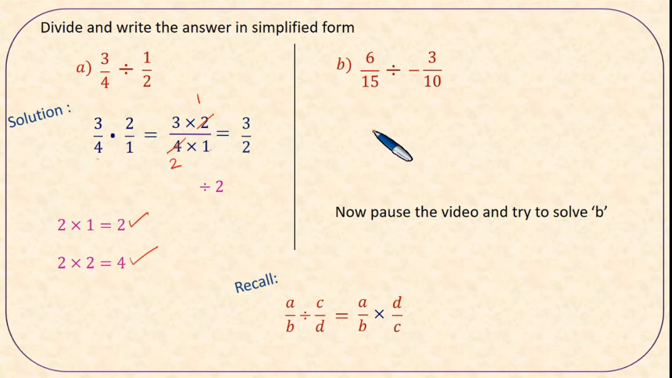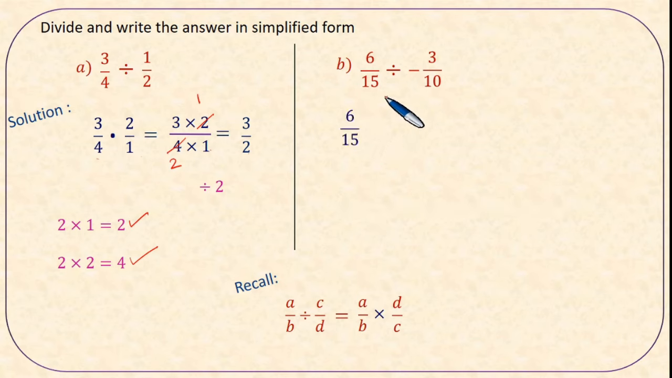Hope you did. Check your answer here. First I will write the numerator as it is, which is 6 over 15. Same thing, the first part is same, the first part no change, right? Then you have to change this divide symbol. This divide you have to write it as multiplication. Then this minus 3 over 10, minus remains same. The numerator and denominator will change. 3 over 10 becomes 10 over 3.